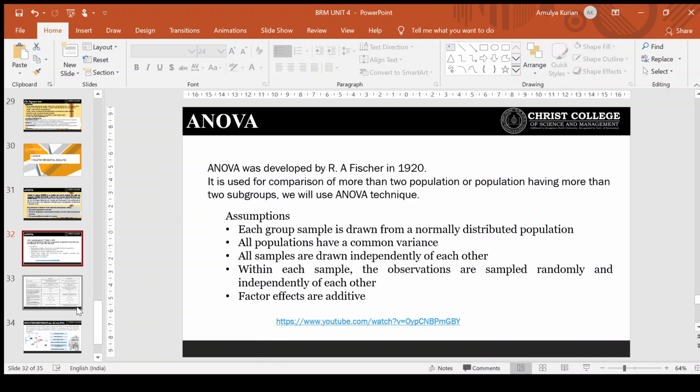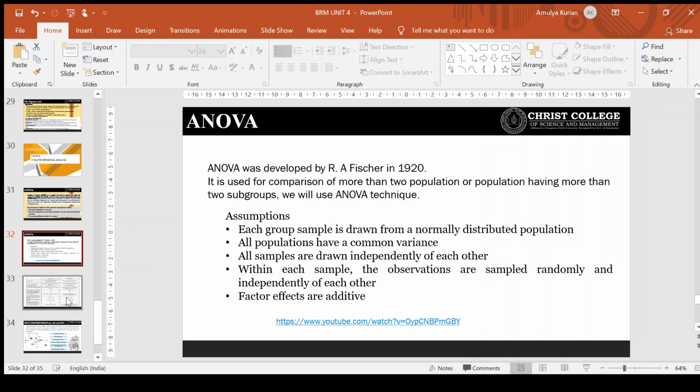For exam purposes, we have to know what ANOVA is. So let me just tell what the different things are. There are four parametric tests which we have learned till now: t-test, z-test, chi-square test, and ANOVA. ANOVA is a parametric test because we assume that the population is normally distributed, and we use this when we are comparing large subgroups within a population, or when you are comparing two populations.